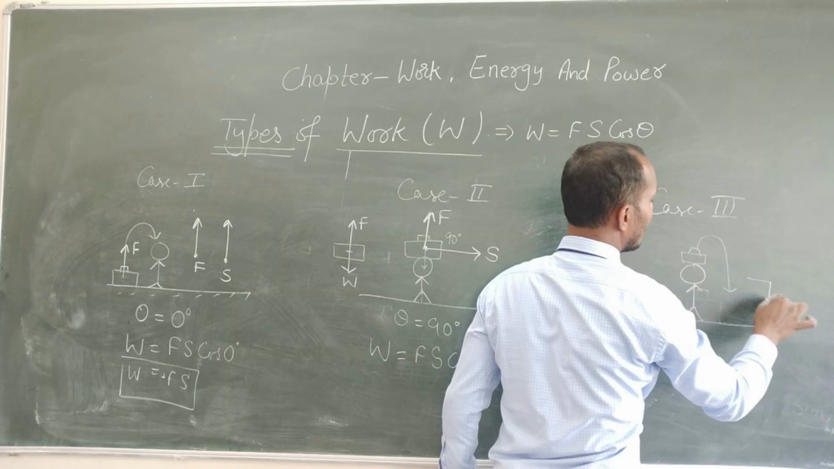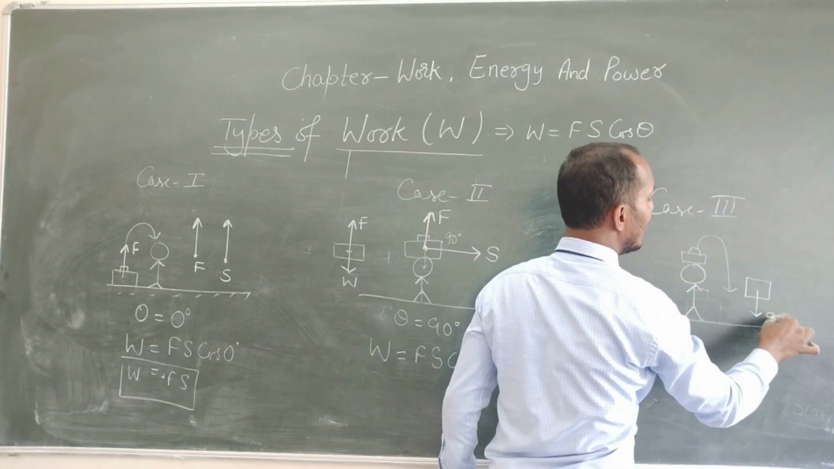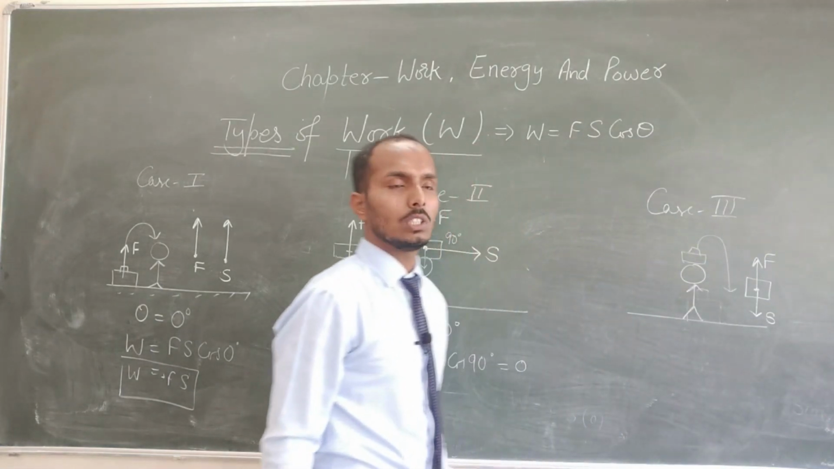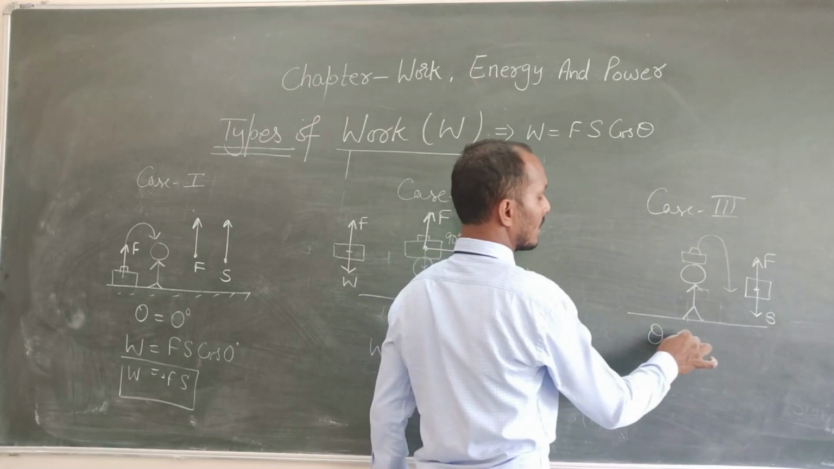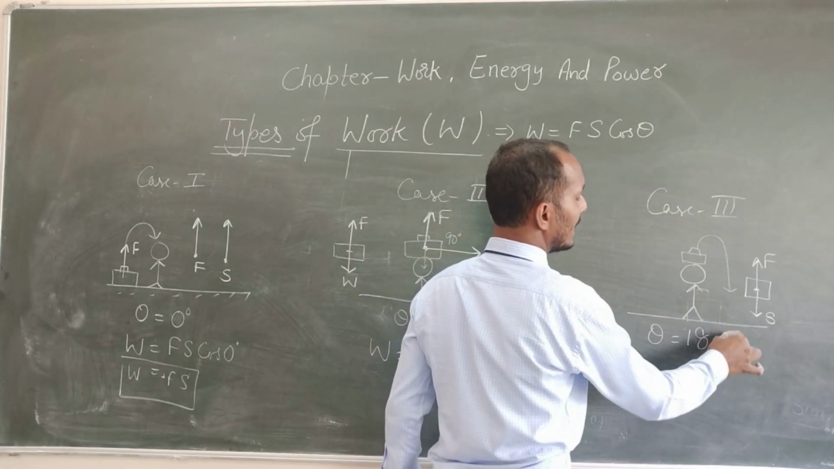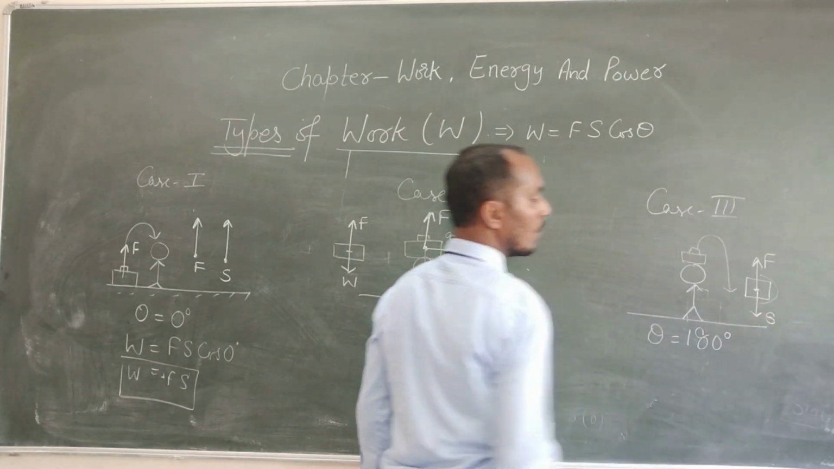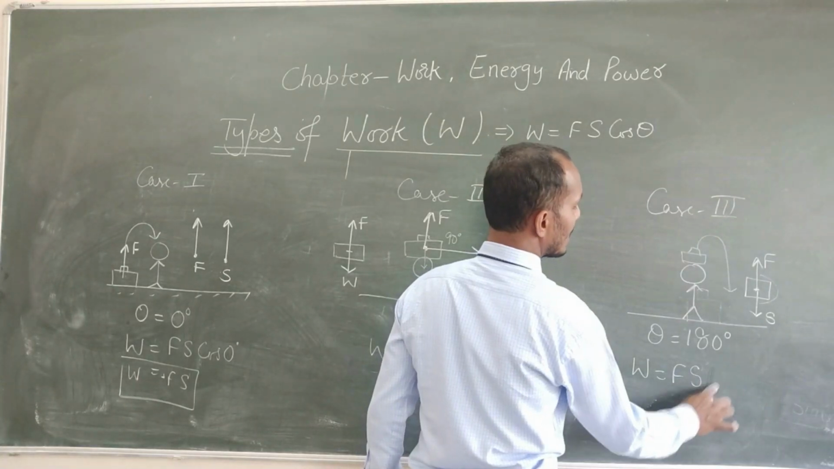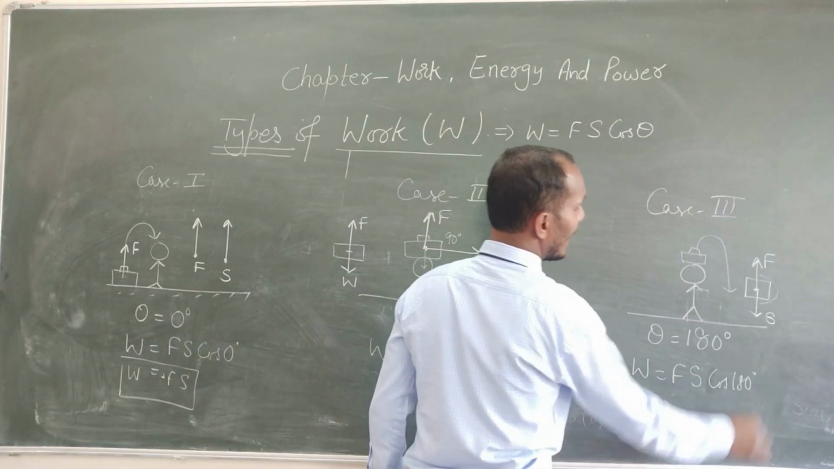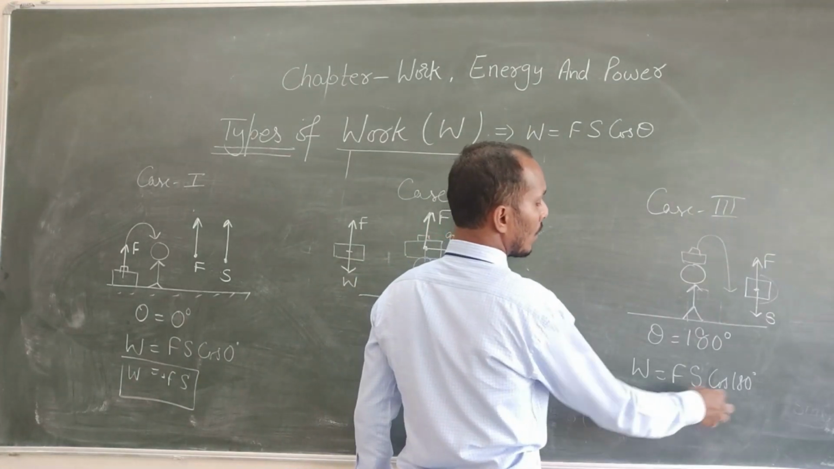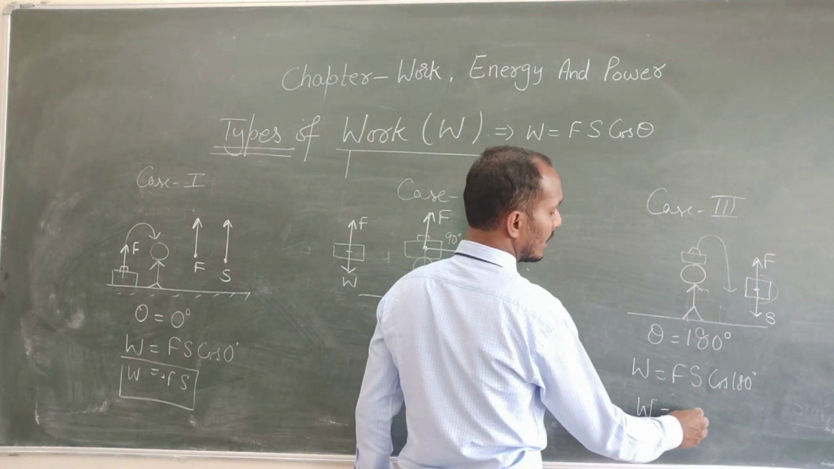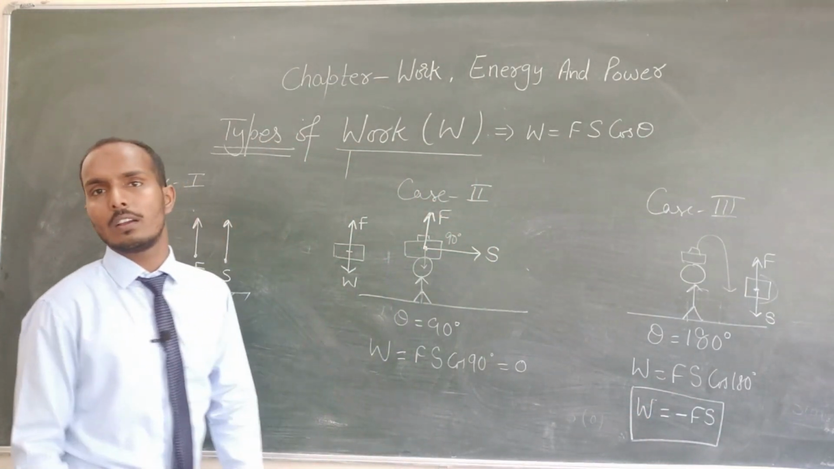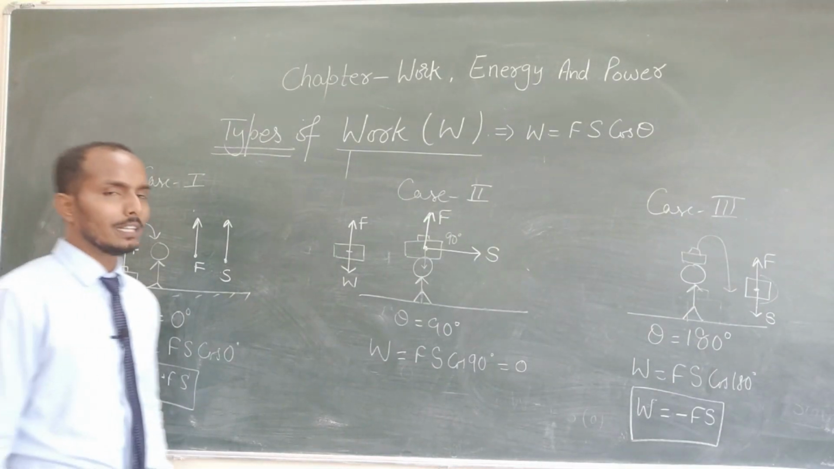It means the direction of the body's motion is downward, but the force applied by the porter is upward. So the angle becomes 180 degrees. Work is equal to Fs cos 180 degrees, and we know that cos 180 degrees is -1, so it becomes minus Fs. So this is an example of negative work.